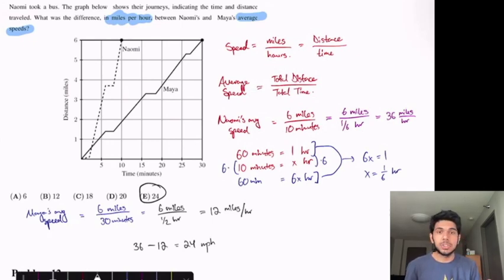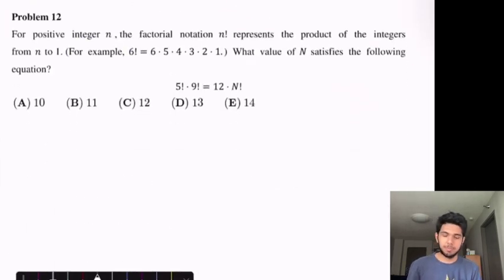Also very important to be comfortable with averages and knowing what average means, how to compute average quantities. In this case, we did average speed. And I think in a different problem, we did something else with average. So yeah, important concepts to be aware of. Let's move on to question 12.